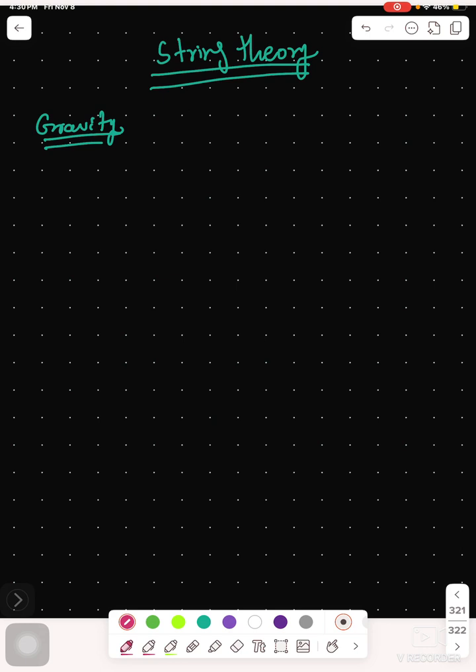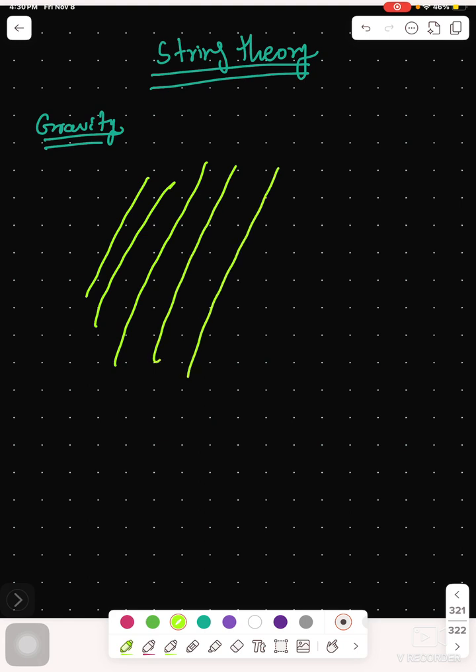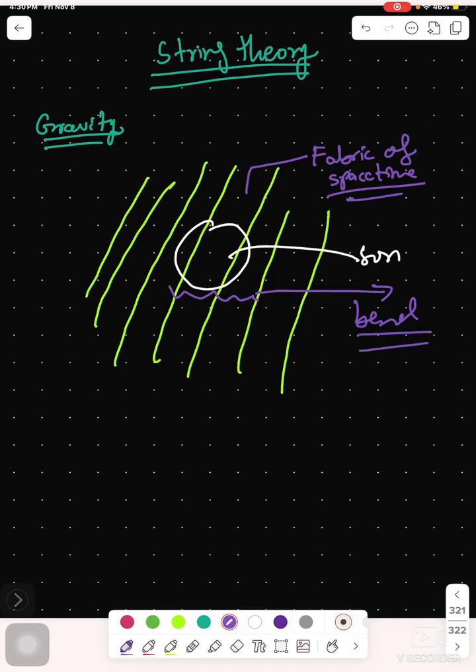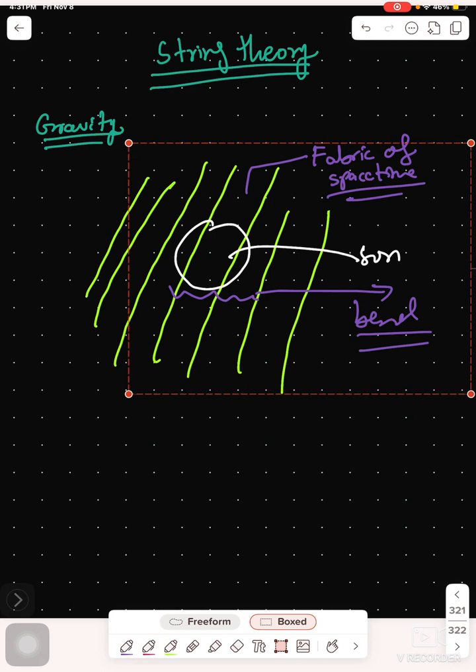So let's get started with gravity, which, at the quantum level, doesn't exist. It only exists at the macro level. What Einstein said about gravity is that it is the fabric of space-time, in which if you put a certain amount of mass, like our sun, that fabric of space-time will bend.